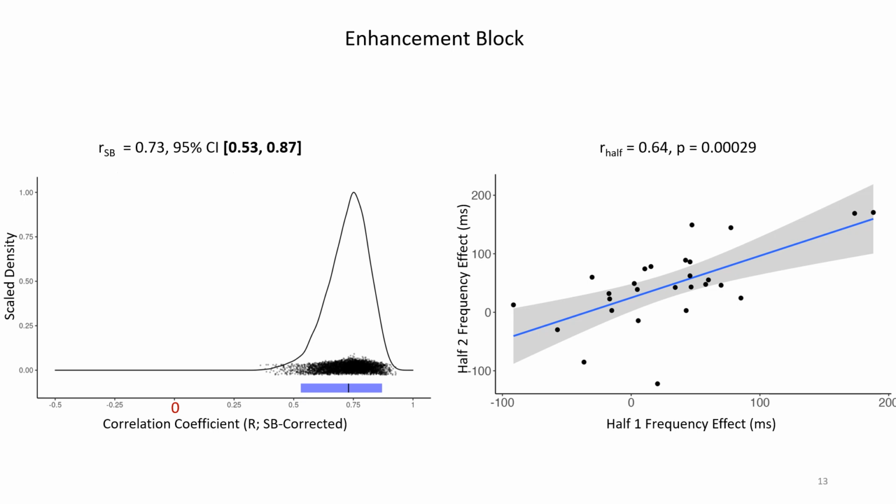Importantly, this confidence interval does not cross zero, a key indicator in our analysis. The fact that it does not cross zero indicates that our enhancement task produces reliable individual differences in enhancement strength. This robustness in our data underscores the effectiveness of our task in measuring the targeted cognitive process.